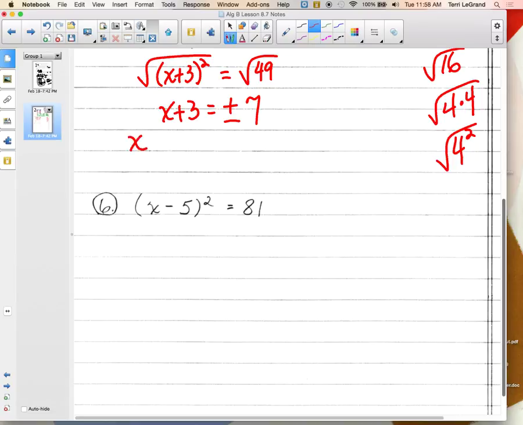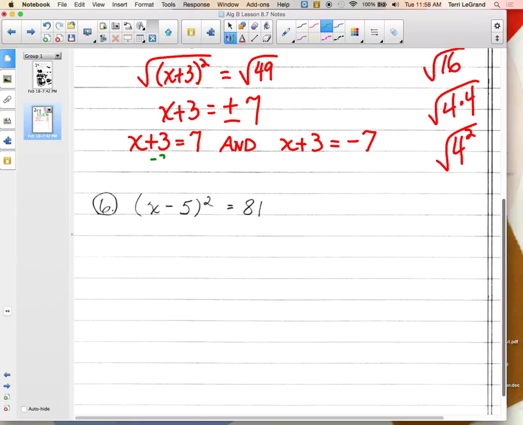We're going to set that x plus 3 equal to the positive 7. And we're going to set the x plus 3 equal to the negative 7, because it says x plus 3 can be equal to either the positive 7 or the negative 7. It can be equal to both of them. So now we're going to solve both of these simple little equations.